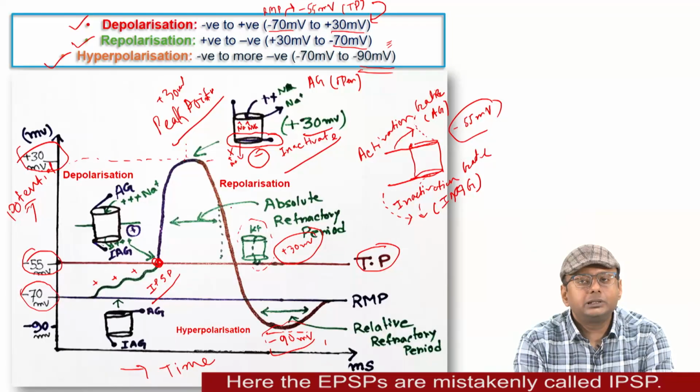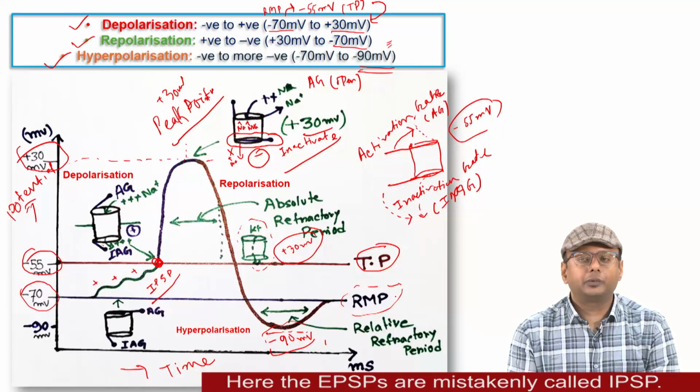Okay. So eventually this initial step of minus 70 to plus 30 is called depolarization, then plus 30 to about minus 70 can be called repolarization, and from the resting membrane potential of minus 70 millivolt to minus 90 millivolt can be called hyperpolarization.